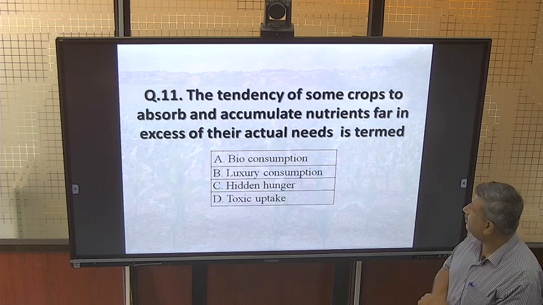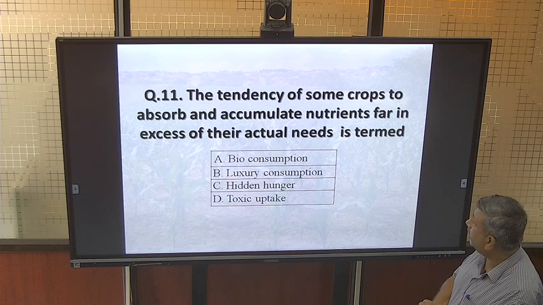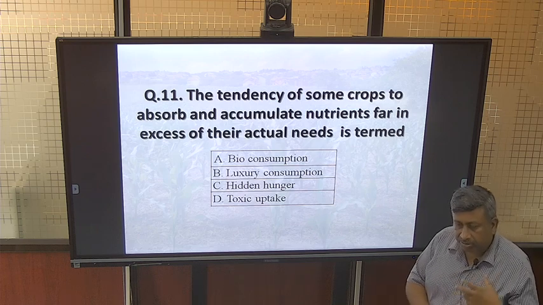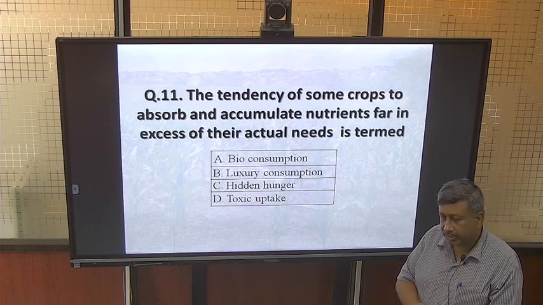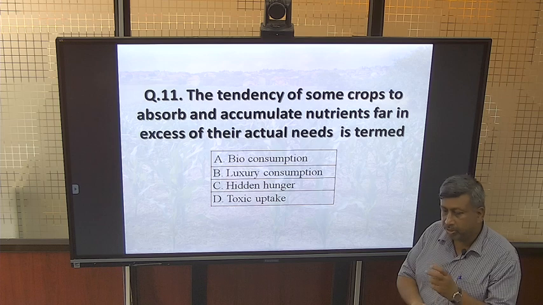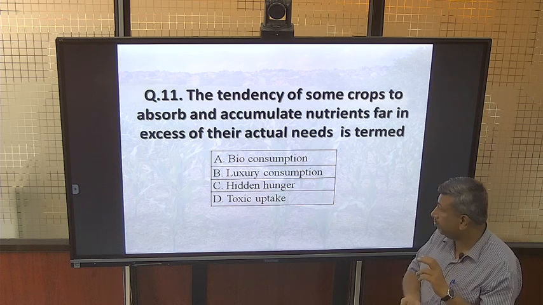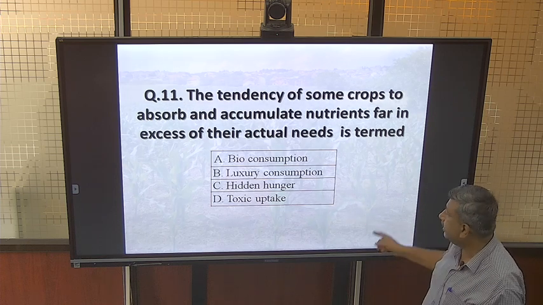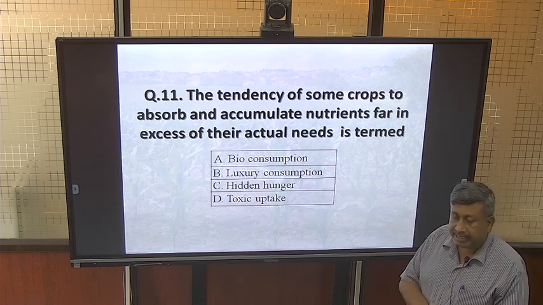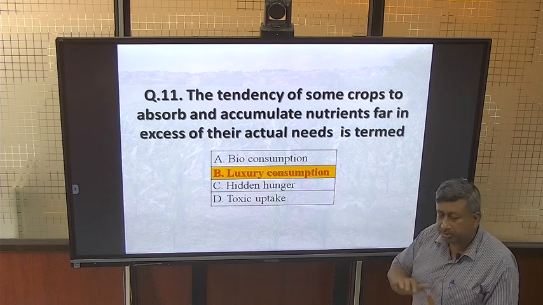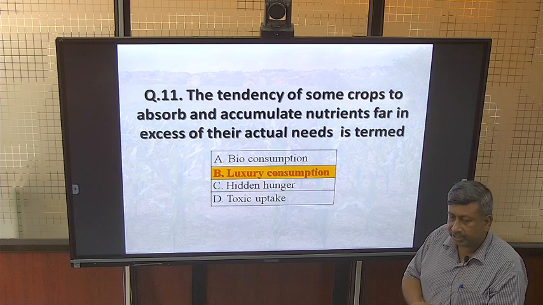Next is the tendency of some crops to absorb and accumulate nutrients far in excess of their actual need is termed. Actually, plants absorb the nutrient as per their requirement, but sometimes a plant absorbs some nutrients more than its requirement, and their absorption is high. And this phenomenon is called luxury consumption. Okay. In case of hidden hunger, there is a nutrient deficiency. The answer is luxury consumption, and it is very common in case of potassium.